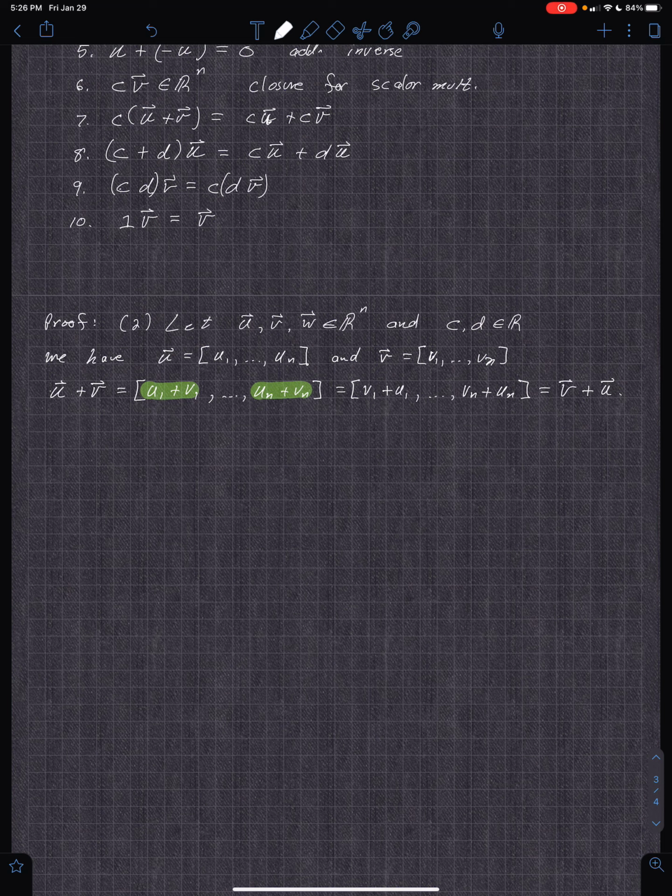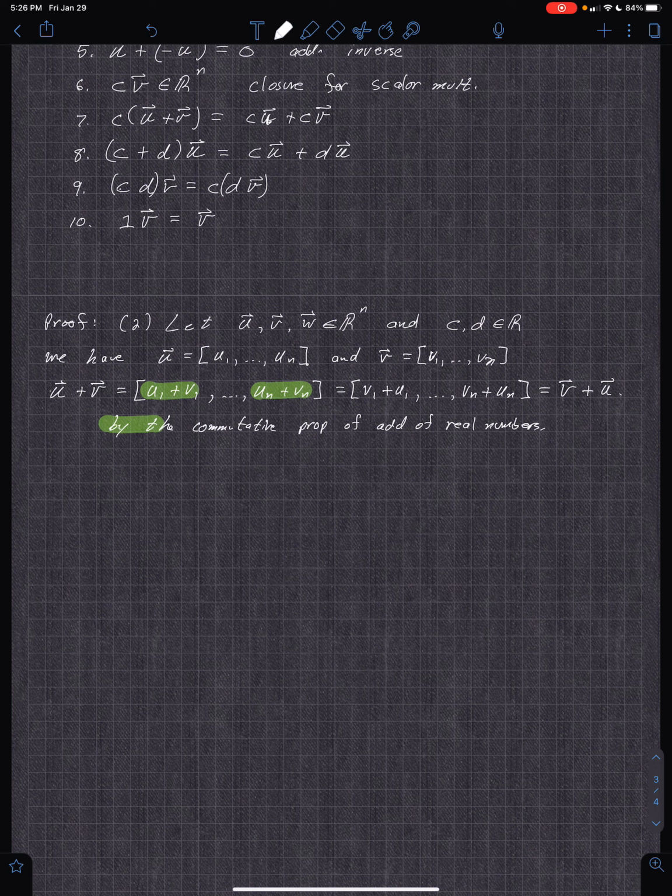So that's really by the commutative property of addition of real numbers. It's not really a law. So that's what's really happening. It's pretty straightforward, right?